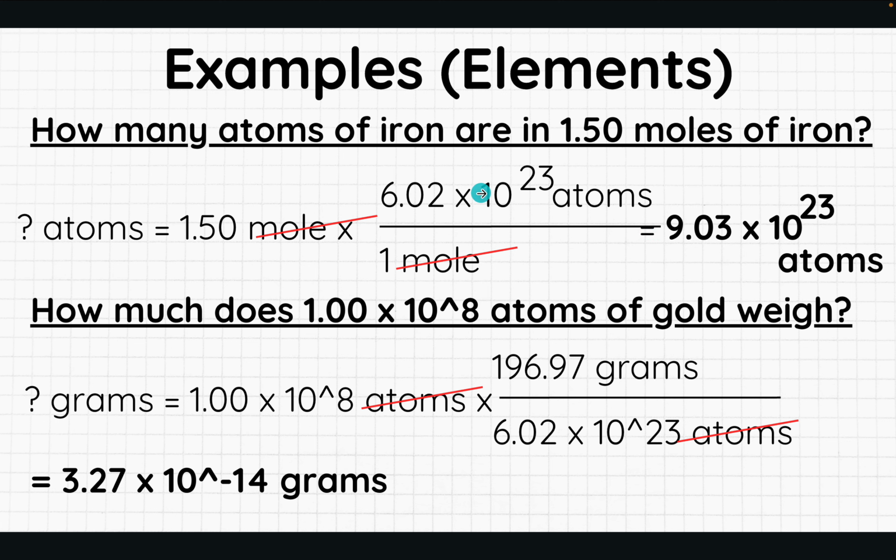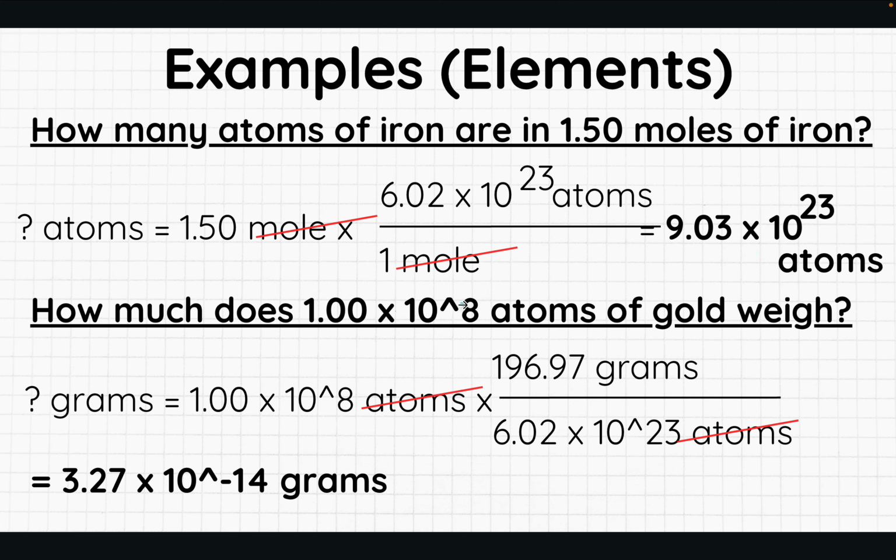Let's see, how many atoms of iron are in 1.50 moles of iron? So we want to find atoms, right? We put the question mark and the equal sign, then we put what is given, 1.50 moles of iron. So 1.50 moles times, and we want to cancel this out, so we put it in the denominator. And we know, as explained, 1 mole has 6.02 times 10 to the 23rd atoms in it. So we want to find atoms, that's why we put it at the top. So we multiply this, and this equates to 9.03 times 10 to the 23rd atoms.